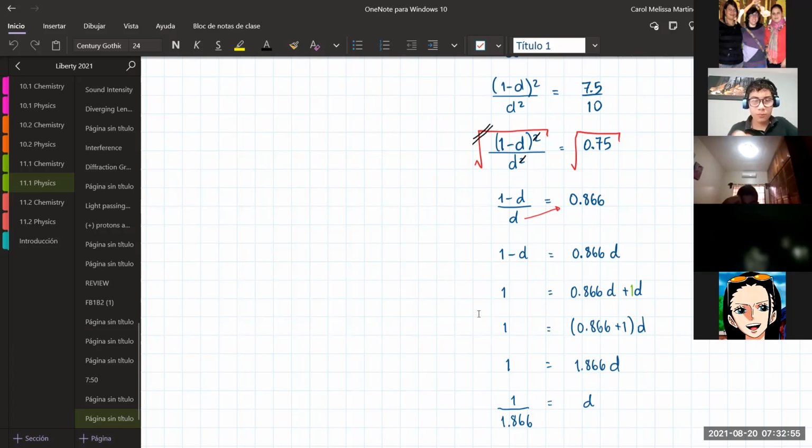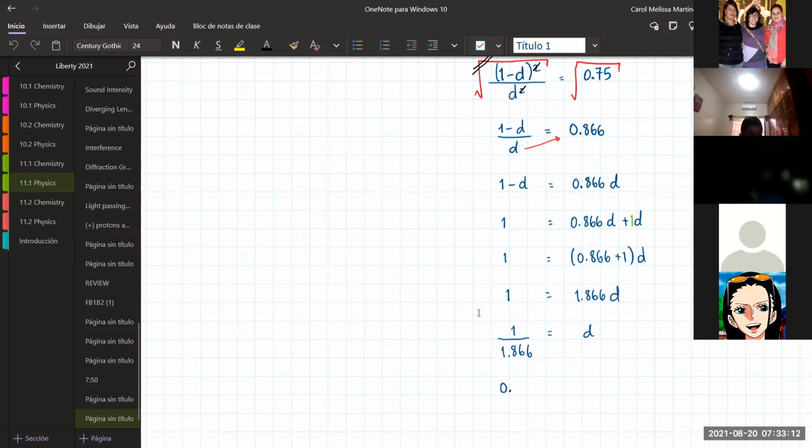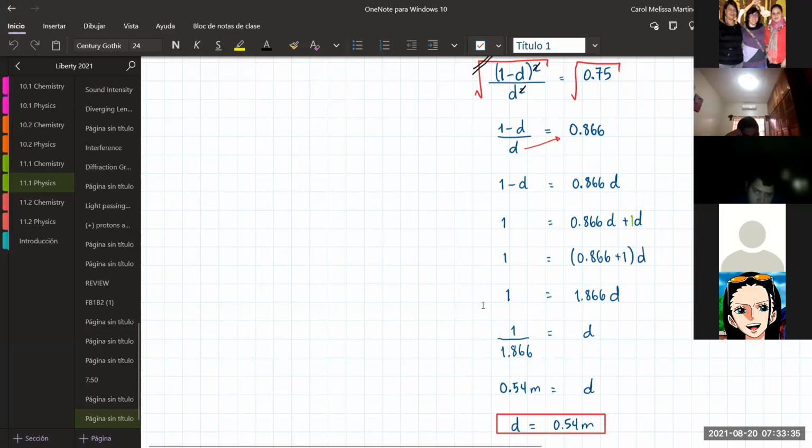How much is this? 0.54. 0.54, because this is a distance, it's going to be in meters. But if you want to write the d on the left and the value on the right, you can also do it like this, and that will be just fine. And this will be the answer. But what does it represent?